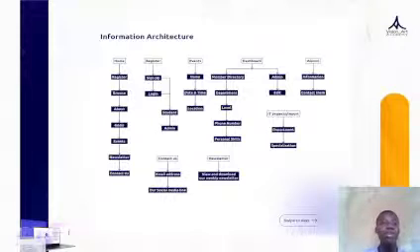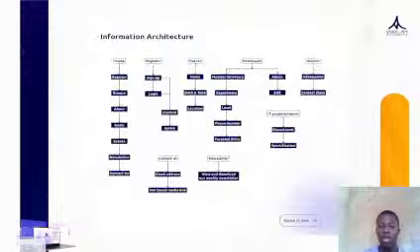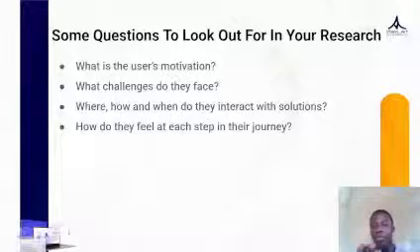So information architecture helps you to what? Organize your information to be findable and understandable. It helps you to what? To get all that done by these methods: card sorting, tree testing, usability testing. So this concept is very, very important.